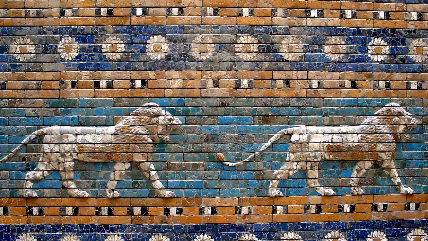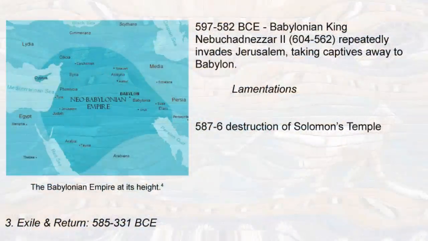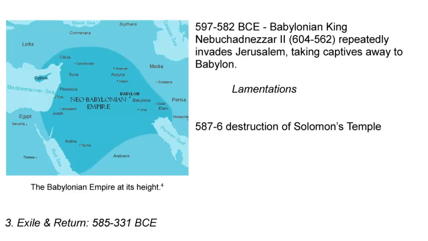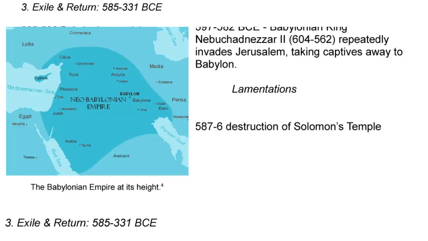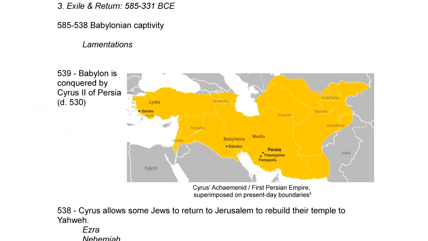These two destructions, these two exiles, are interpreted by the prophets in the Bible as God's judgment for the Jews' unfaithfulness. And yet those same prophets say that God is merciful, and that after he's done punishing them, he will allow them to be a people again. This brings us to the third period, the period of exile and return. The Babylonian captivity is dated 585 to 538.